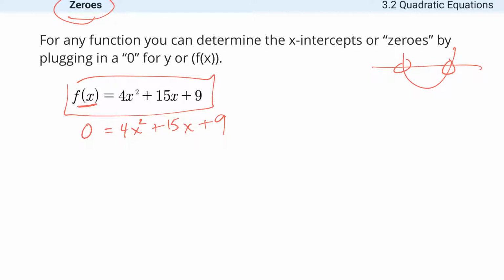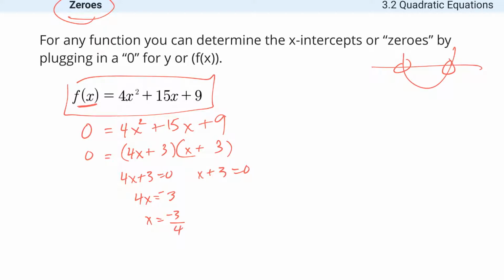I could factor this. Maybe let me try factoring. I'm thinking that might not work. Why don't we do 4x, and let's do a 3 and a 3. I think they'll all be plus. So 4x squared plus 12 plus 3, that's 15 plus 3 is 9. Yeah, that's correct for factoring. And then 4x plus 3 is 0, or x plus 3 is 0. You subtract 3 on both sides, and then divide by 4. So you get negative 3 quarters is one answer, and your other answer is negative 3.